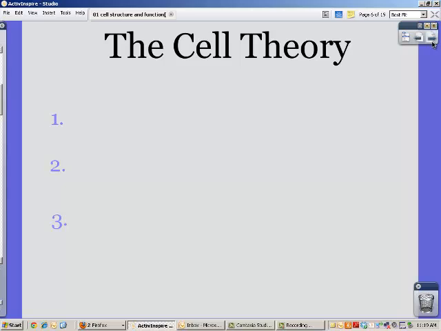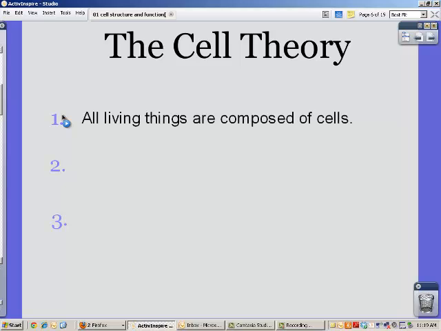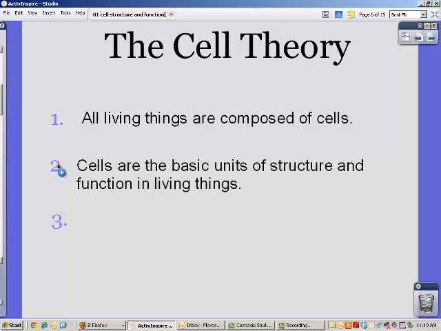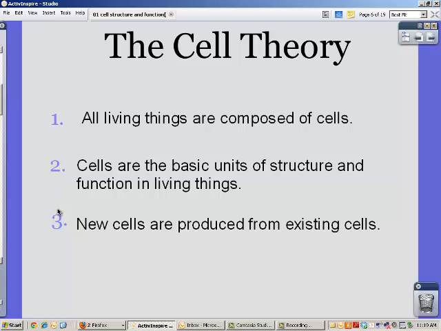So, knowing these past three slides, we can say that the cell theory is, number one, all living things are composed of cells. Also, all cells are the basic units of life, structure, and function. And then finally, all new cells are produced from existing cells. So these are the tenets of our cell theory.